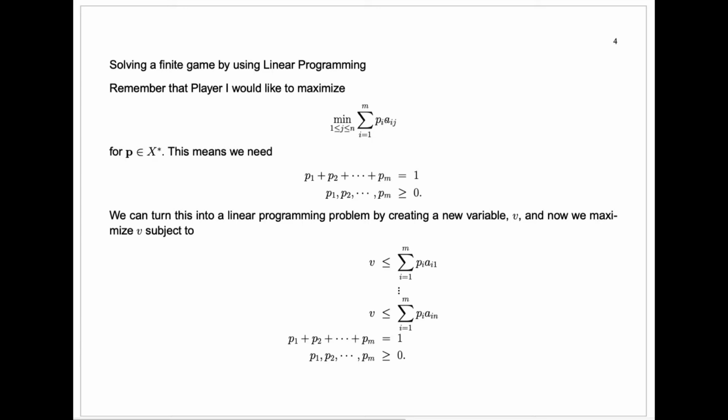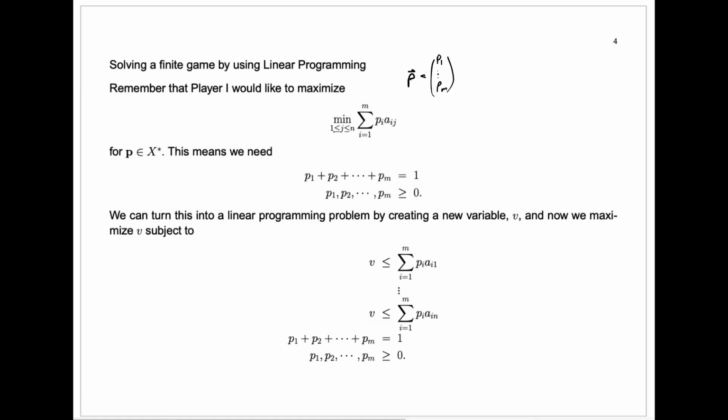I'll remind you what this sum was. If player 1 chooses a mixed strategy p, so you have this strategy vector p, which is p1 through pm, giving probabilities for player 1 to choose each of the different rows. So if player 1 announces, I'm going to play p, this sum tells player 2's expected return if player 2 plays column j, and player 2 wants to keep that as small as possible, and so player 2 would like to minimize over all the columns j equals 1 to n this expected return given player 1's strategy.